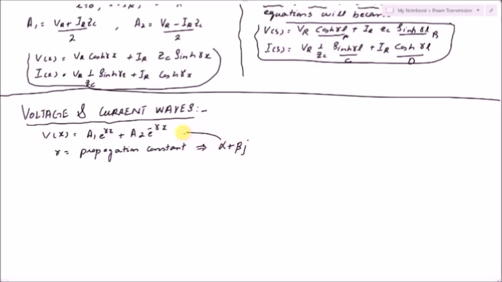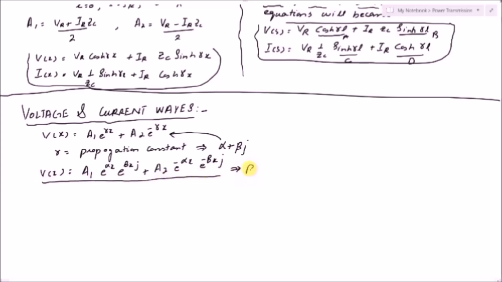If I put this value of propagation constant in the equation, so Vx will be A1 e raised to alpha x e raised to j beta x. Similarly, the second term will be A2 e raised to minus alpha x e raised to minus j beta x. So there will be two terms in the voltage equation. Now this particular equation is in phasor form, so it is the phasor value.